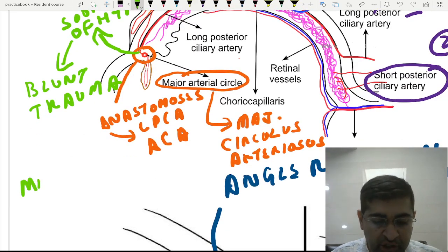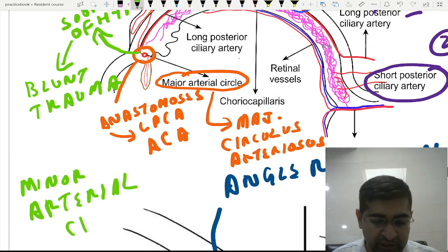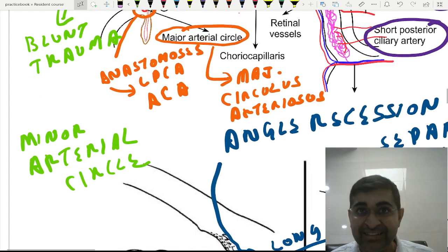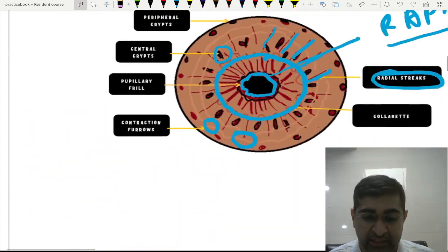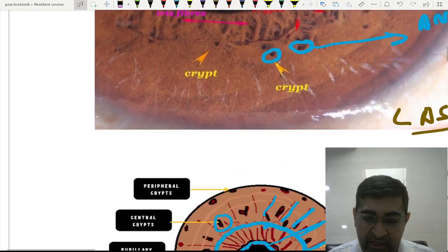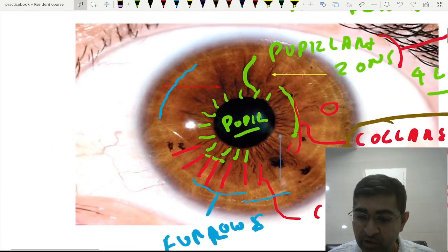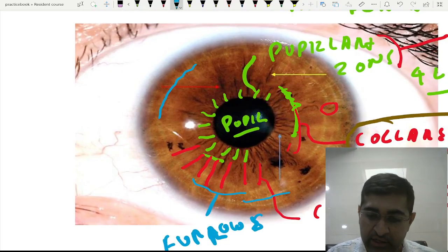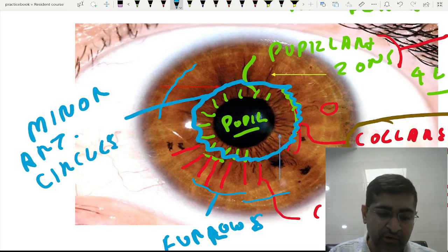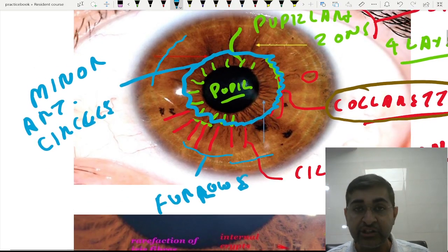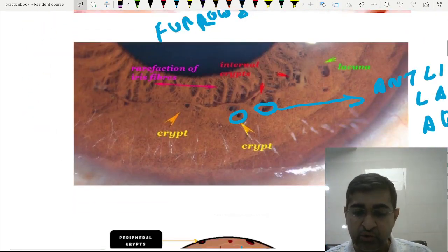There is another structure, which is the minor arterial circle, the minor circulus arteriosus. This minor arterial circle lies where? It lies at the junction, at the collarette. So here lies the minor arterial circle. Yes, so that is the relevance.